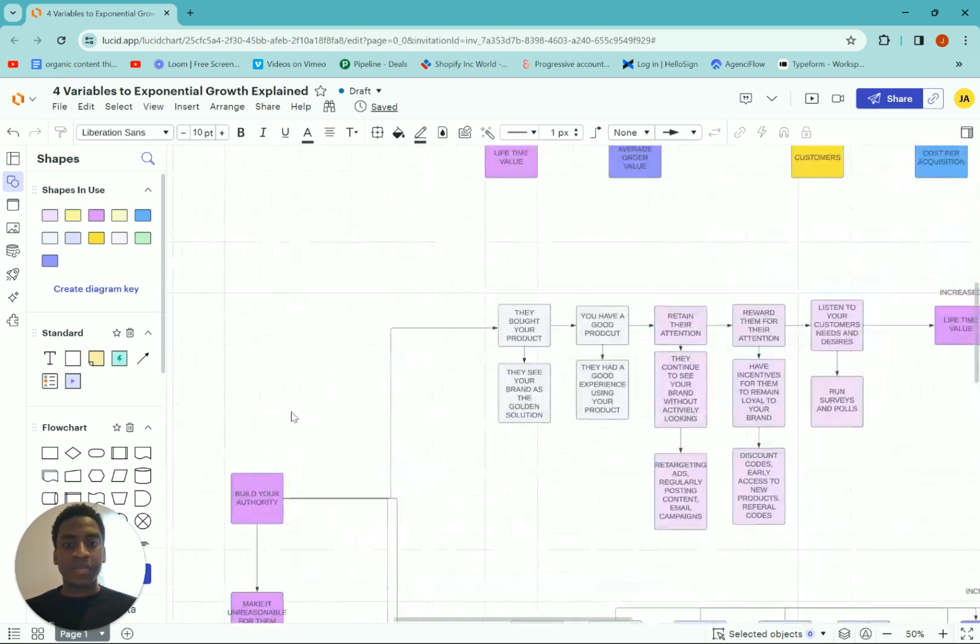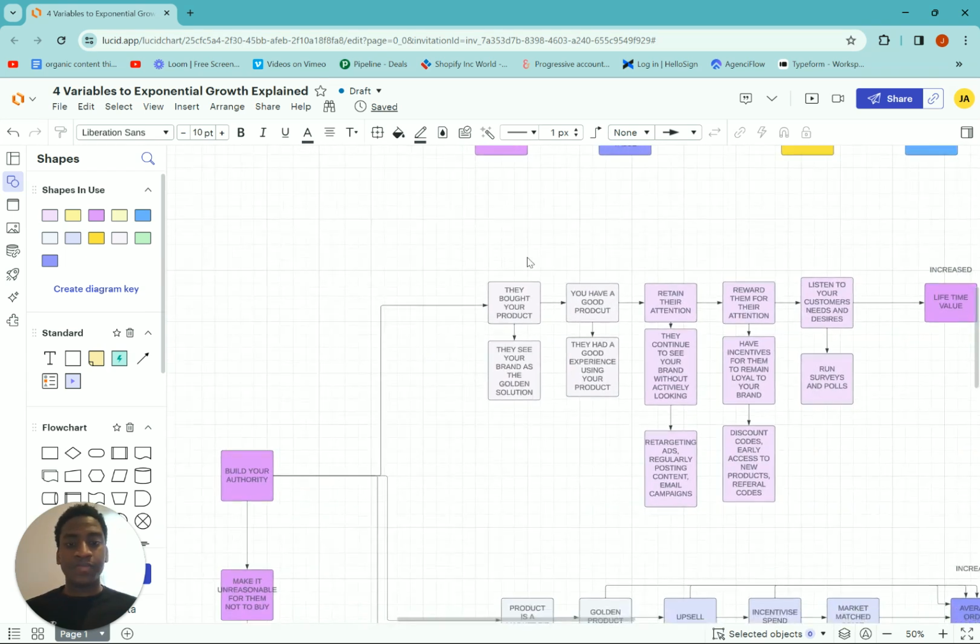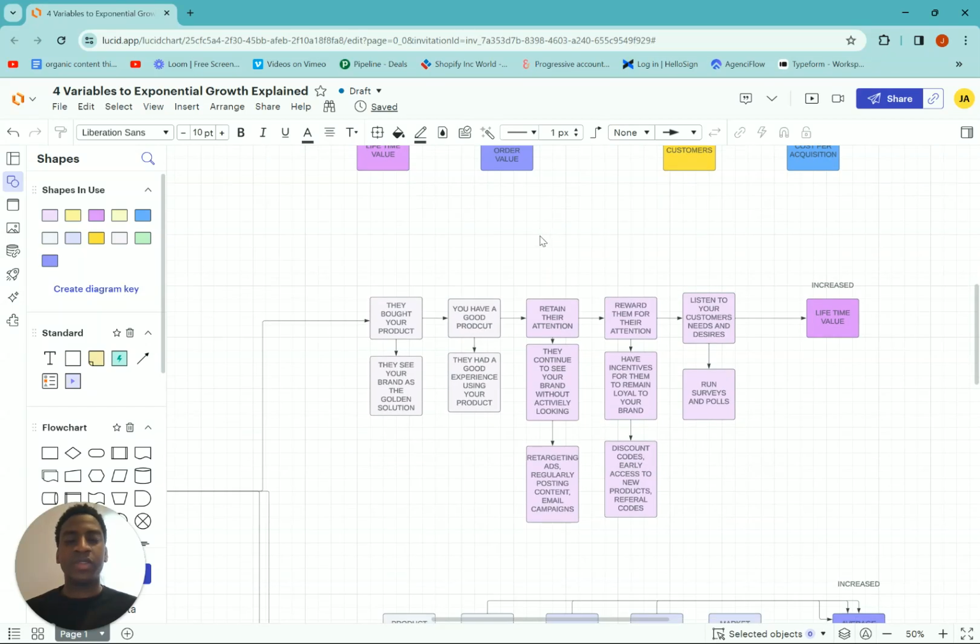Once you've built your authority and they've bought your product, right, they should see your brand as a golden solution because they bought your product. So they're bought into your brand and the fact that you can solve their skincare needs. At this point, you have to have a good product. It's all well and good them buying it, but if you don't have a good product, the chances they'll stay longer and spend more with you over the duration of the relationship is unlikely, right? So you want to make sure you have a good product, and that it's not just good, but they're having a good experience using your product, right?